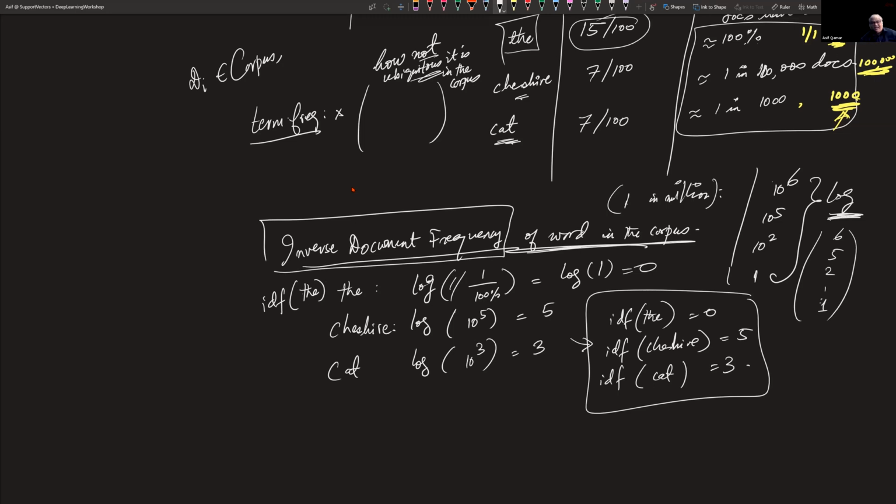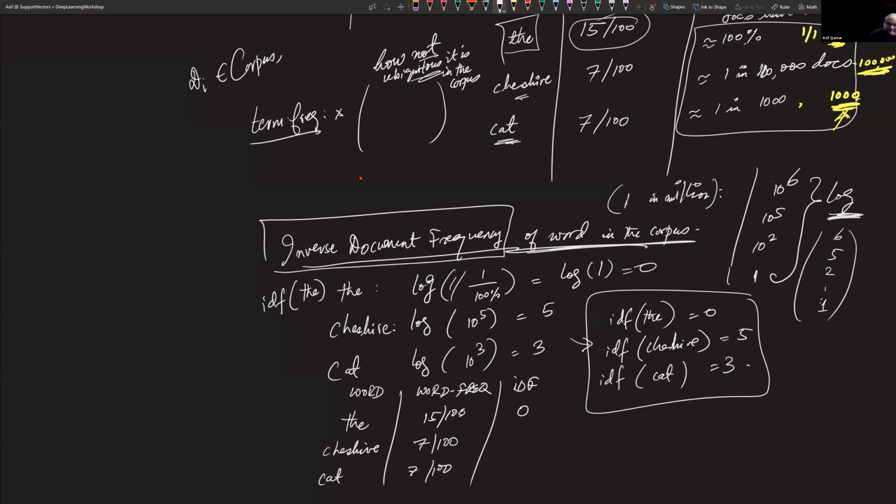Let's multiply these columns, and I'll just rewrite the data that we had previously. Here is the word. Here is the word frequency. There was 15 out of 100. Then IDF, and we won't write the full big word. It was 0. Cheshire is 7 out of 100, and let's say that cat is also 7 out of 100, and the value here for Cheshire is 5, and the value for cat is 3.